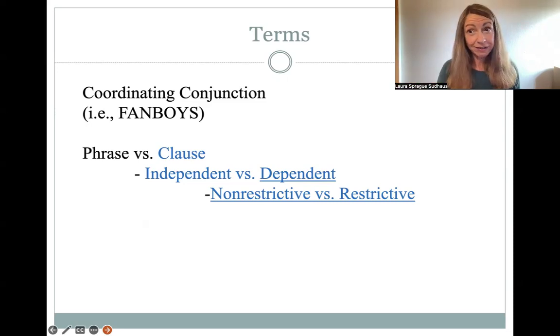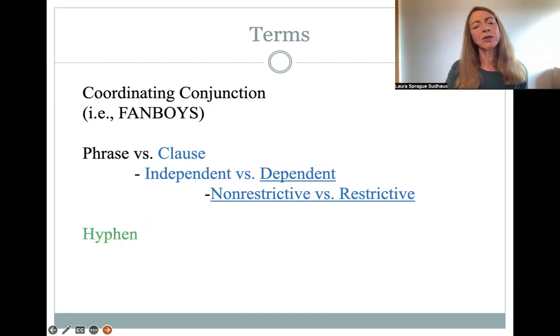However, a restrictive dependent clause would be necessary, would be essential for the meaning, no commas. The man who was the 44th president is on vacation. No commas. We need that to restrict which man we're talking about. Otherwise, it would read, the man is on vacation. Huh? What man?